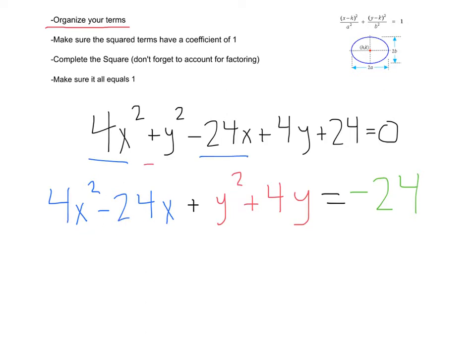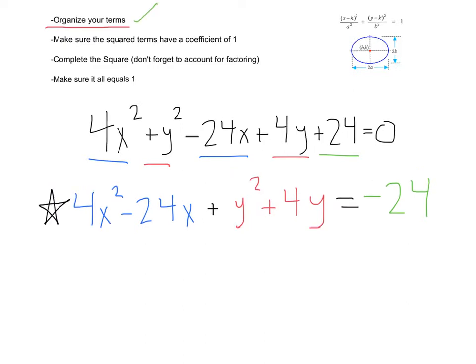Next, let's pick up our y's. We get y squared plus 4y, as you can see next. We want everything else over to the other side, so I subtract this 24, giving us equals negative 24. Check. Next, we want all our squared terms to have a coefficient of 1.